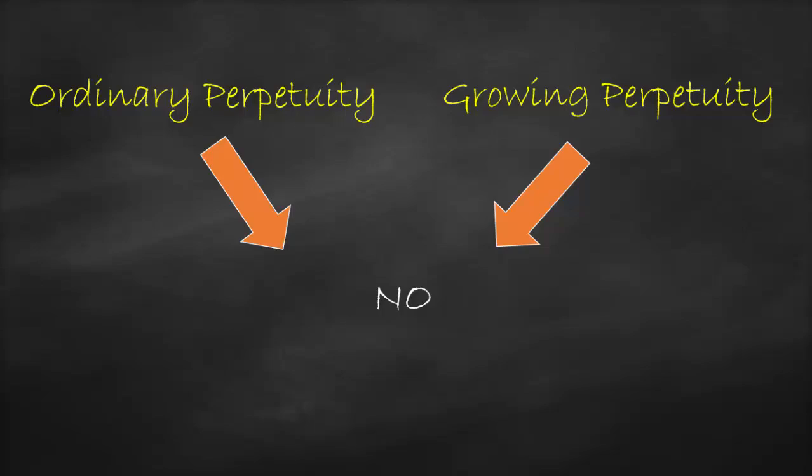But when we talk about ordinary perpetuity and the growing perpetuity, we talked about the present value. What about the future value? We know that for ordinary perpetuity and the growing perpetuity, the definition is it will continue every year forever. So can you tell me where is forever? We cannot. Therefore, there is no future value for ordinary perpetuity and the growing perpetuity.